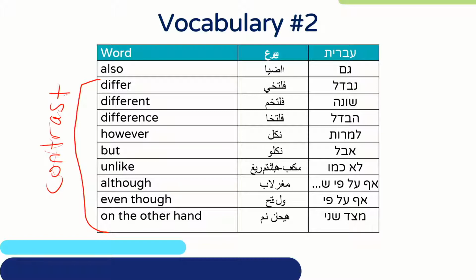Unlike, לא כמו. You remember, like is כמו, and the second that I add on un, then it means the opposite of כמו. So, לא כמו. Although, אף על פי ש. Even though, אף על פי. On the other hand, בצד שני. Great.